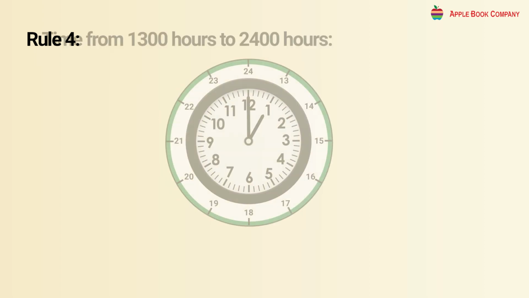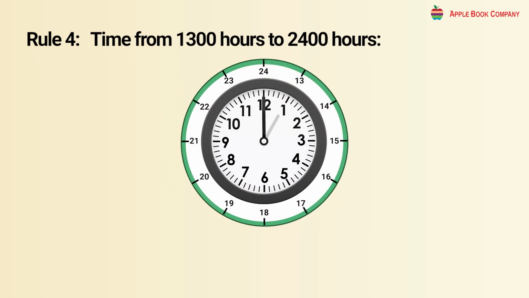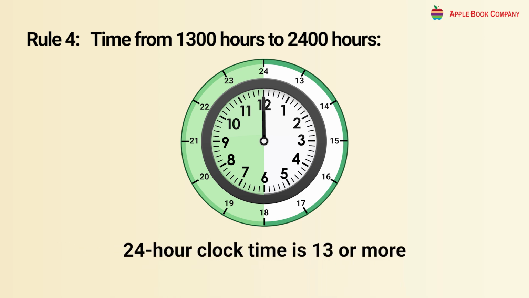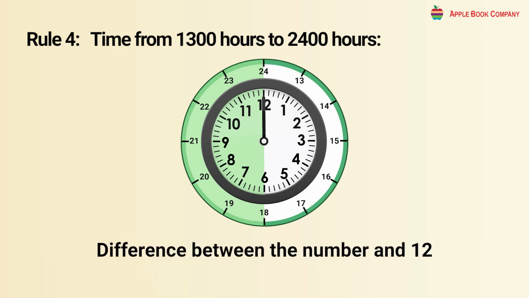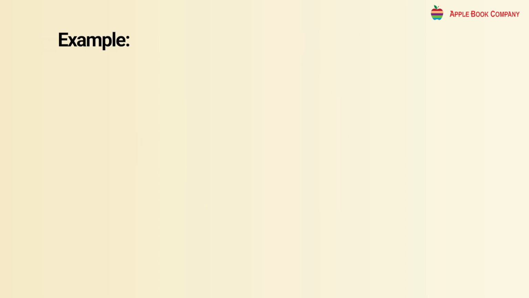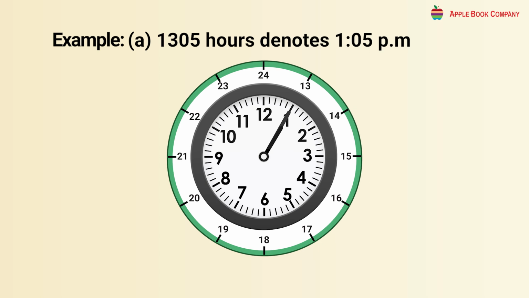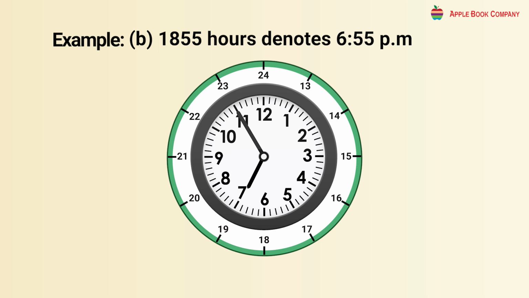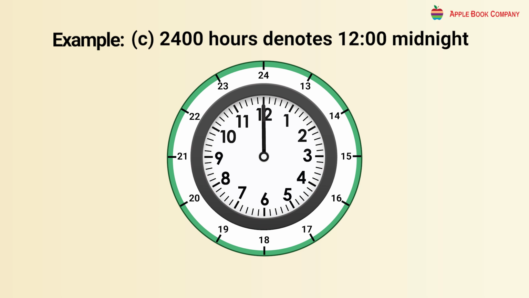Rule 4. Time from 1300 hours to 2400 hours. If the number formed by the first two digits from the left of a 24-hour clock time is 13 or more, then the difference between the number and 12 gives the number of hours, and PM is to be used with it. Example: A) 1305 hours denotes 1:05 PM. B) 1855 hours denotes 6:55 PM. C) 2400 hours denotes 12 midnight.